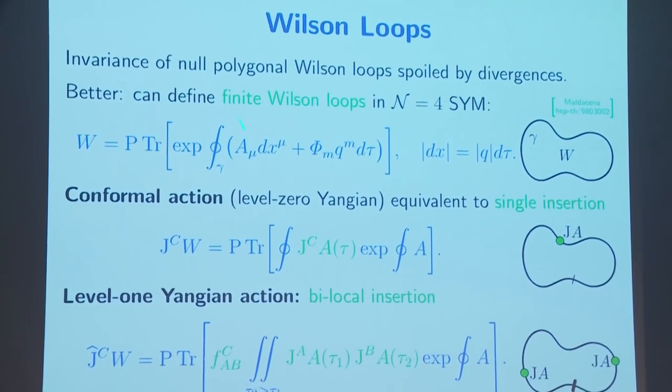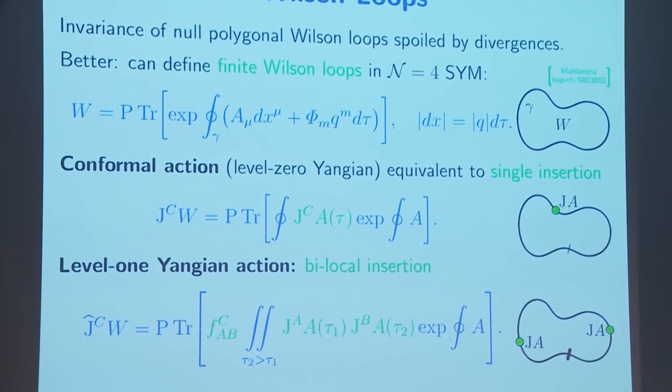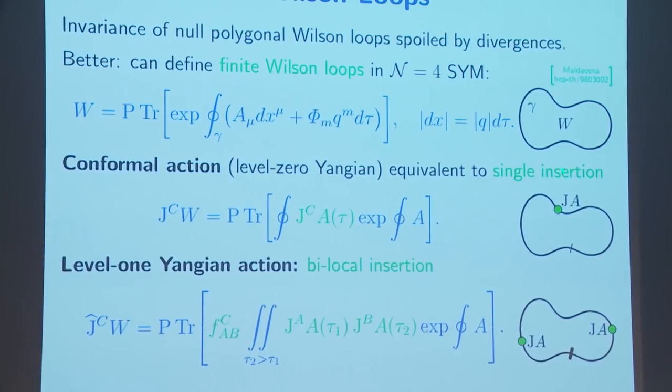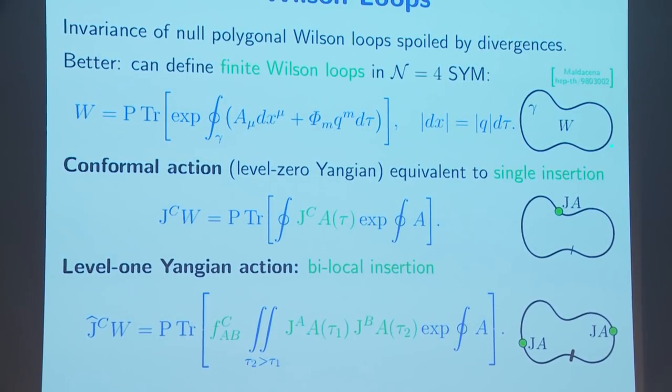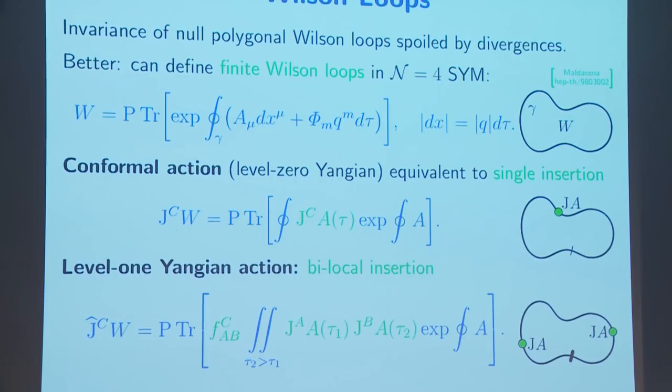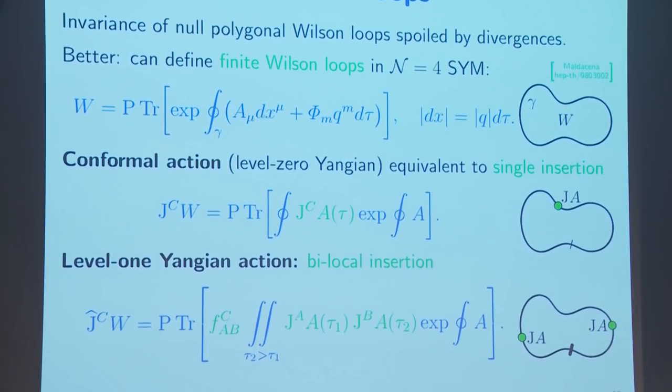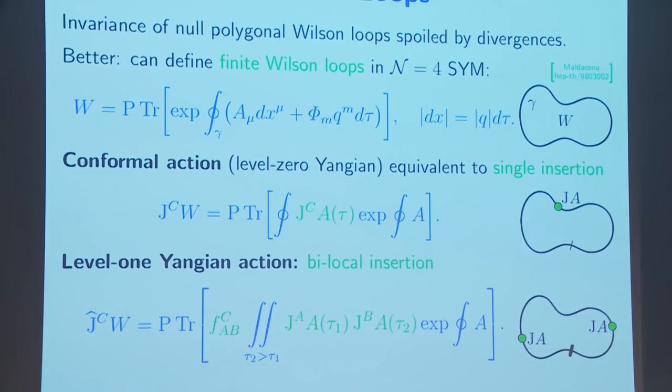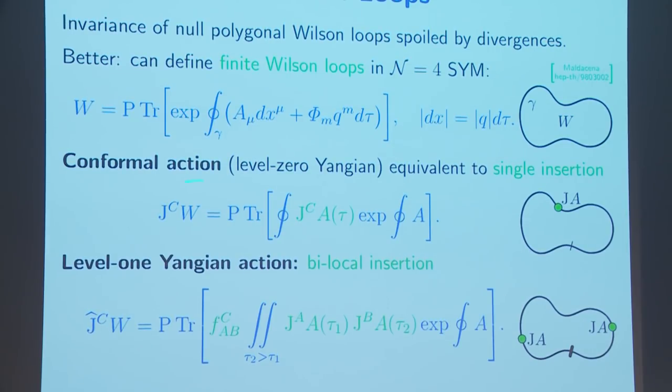And you can then act with symmetries on these Wilson loops. So a Wilson loop is a contour in space-time, and if you act with conformal symmetry, then basically you just transform this contour in space-time in the way conformal symmetry dictates to you. And that's how a conformal variation acts on a Wilson loop.